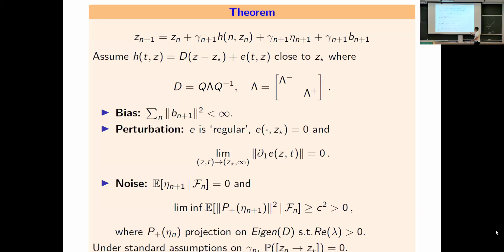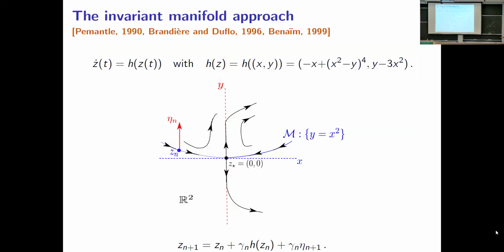Under these assumptions, we can show that actually Zn will never be stuck in Z star. So with probability 1, Zn will not converge to Z star. That's the result. Okay, that's the general result. I think we have looked at now the general statement. Let's look at an example. And what is the approach that we adopt to show this result.